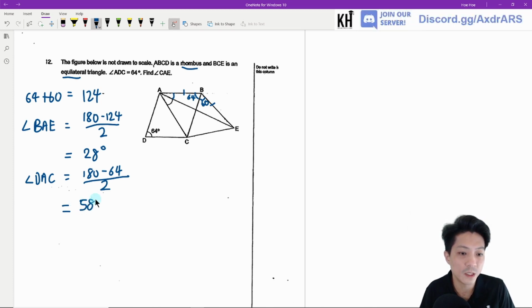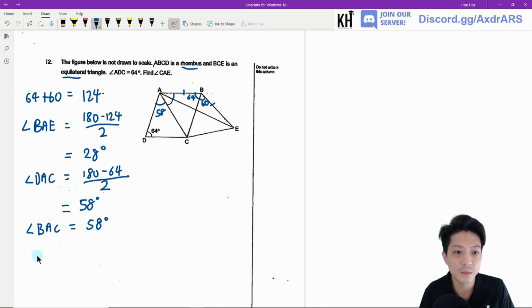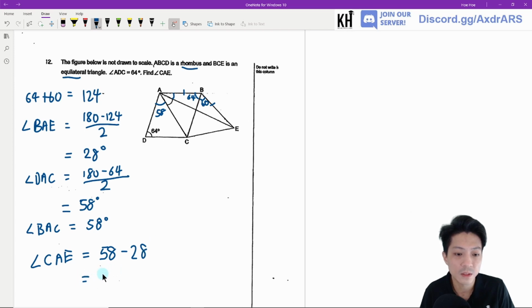Okay, which is 58. So if this angle over here is 58, which means that angle BAC is also equal to 58 degrees because of the rhombus. Okay, so to find the answer, angle CAE, we just need to use 58 minus angle BAE, which is 28. Okay, it's gonna be equal to 30 degrees.